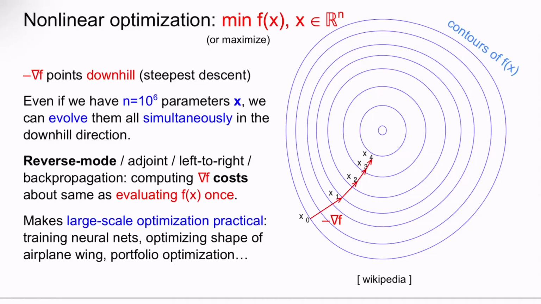And as I alluded to the other day, it's equivalent to just evaluating the chain rule and multiplying left to right, so that you always multiply vectors times matrices and never matrices times matrices. And this is what makes large-scale optimization practical. So where you're optimizing over 1 million parameters in a neural network, or you're optimizing the shape of an airplane wing characterized by zillions of parameters, and so forth, portfolio optimization in finance and so forth.